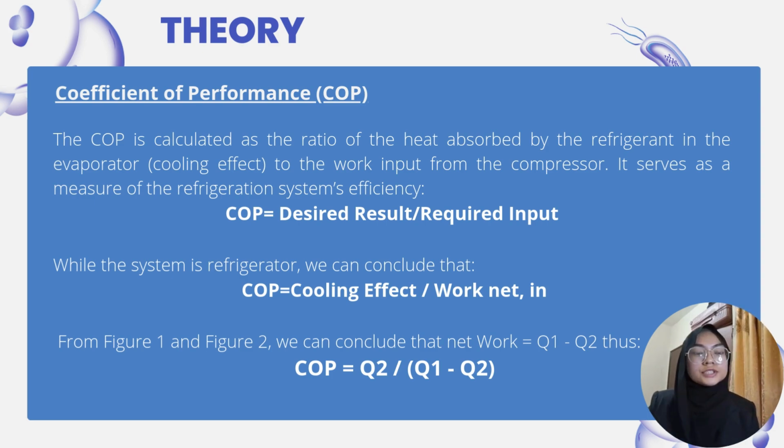Next is the coefficient of performance. By calculating this, we can know the efficiency of the refrigerator. The COP is calculated as the ratio of the heat absorbed by the refrigerant in the evaporator to the work input from the compressor. So the formula we use is COP equals Q2 over, in brackets, Q1 minus Q2, where Q1 is the condenser and Q2 is the evaporator.